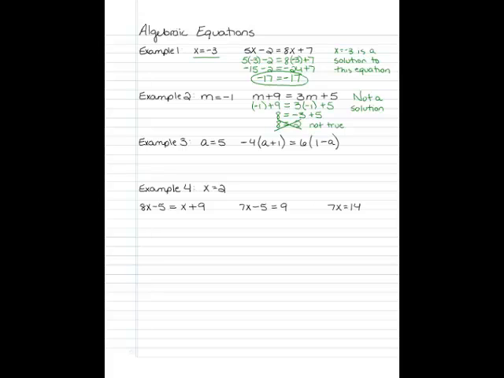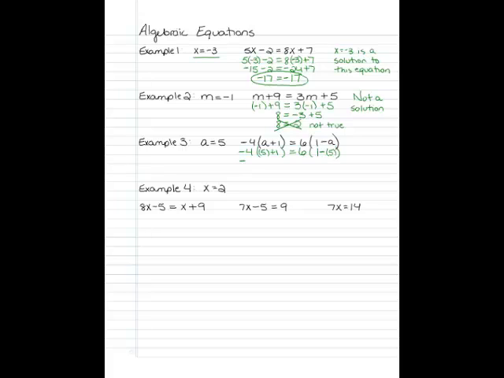Example 3, we're asked to do the same thing. This time, is a equal 5 a solution to the equation given here? And the process is exactly the same. Replace this time a with 5. So here's -4, parentheses, replace a with 5, plus 1 equals, same on the right hand side, 1 minus 5, and then work it out.